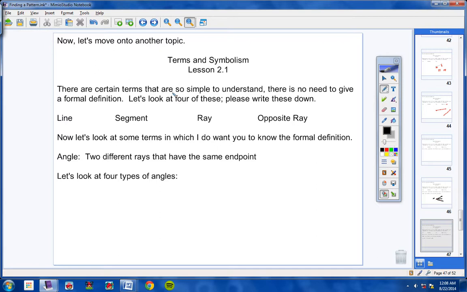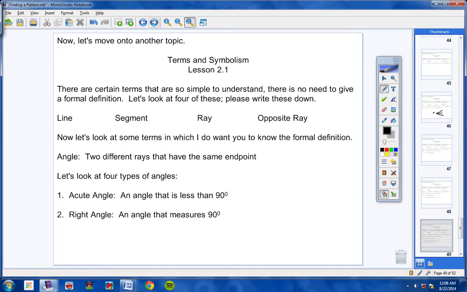I'm going to go really fast through this information because this is old math that you should know from years ago. So here we go. Let's look at four types of angles. First of all, write this down. You need to know what an acute angle is. It is an angle that is less than 90 degrees. An angle that measures less than 90 degrees. A right angle. It's an angle that measures exactly 90 degrees. You should know that, and we call that a right angle.